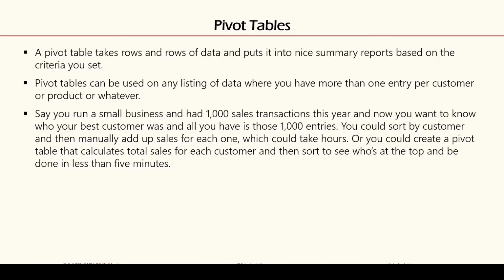Pivot tables can be used on any listing of data where you have more than one entry per customer or product or whatever. Say you run a small business and had 1,000 sales transactions this year, and now you want to know who your best customer was, and all you have is those 1,000 entries. You could sort by customer and then manually add up sales for each one, which could take hours. Or you could create a pivot table that calculates total sales for each customer and then sort to see who's at the top and be done in less than 5 minutes.